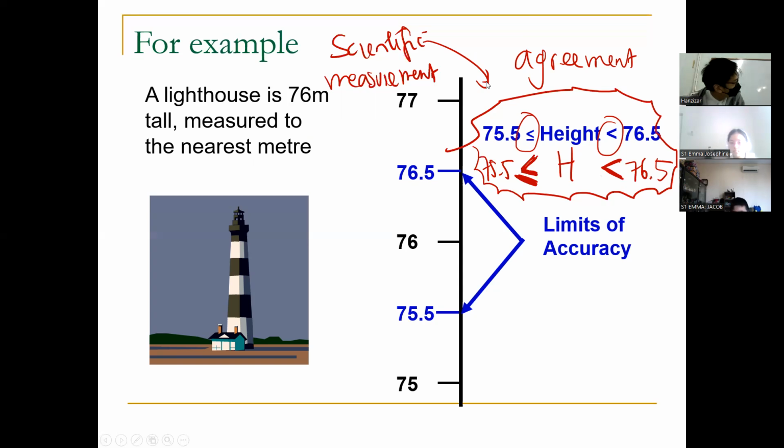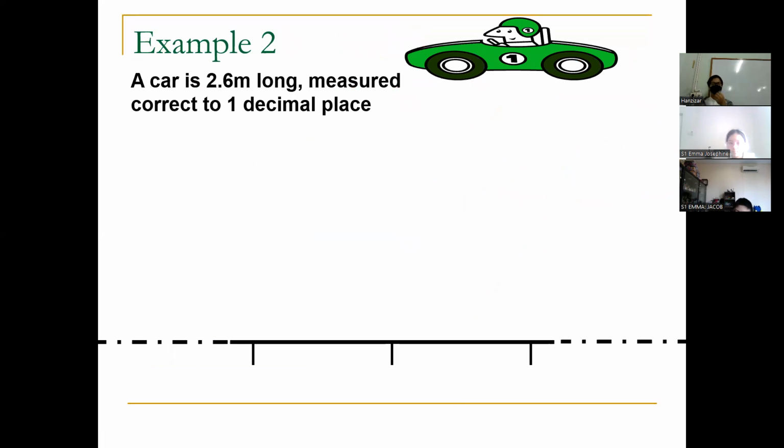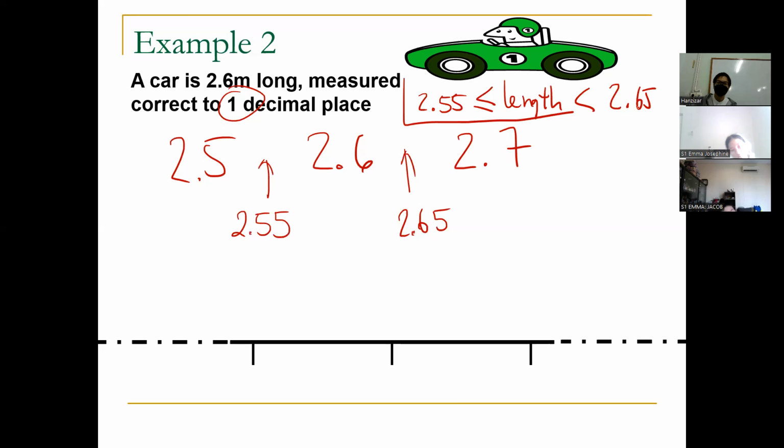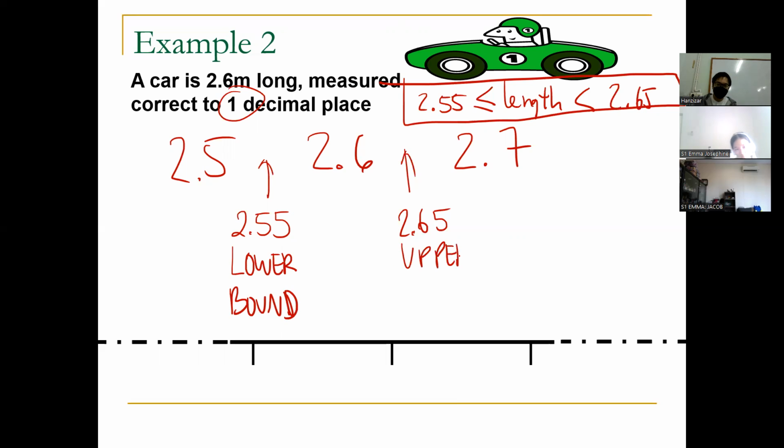Next, for example, a car is 2.6 meter long, measured correct to 1 decimal place. So 2.6, it is in between what and what? 2.5 and 2.7, right? So what is the middle here? Yep, 2.55, and 2.65. Okay. So the range of the car is 2.55 less than or equal to the length, let's say length here, and less than 2.65 meter. The lesser one is called the lower bound. The smaller part is called the lower bound. The greater number will be the upper bound. Okay, that is the way you understand what is upper bound and lower bound.